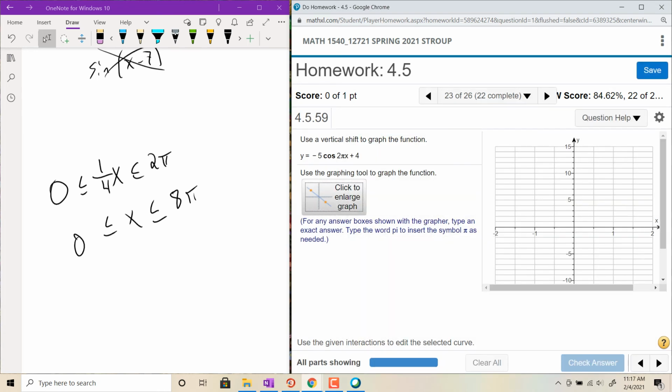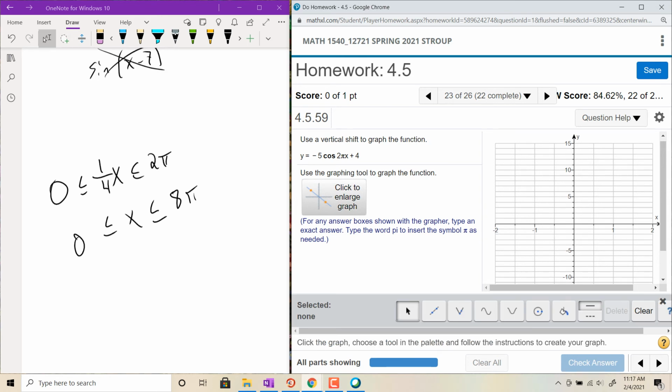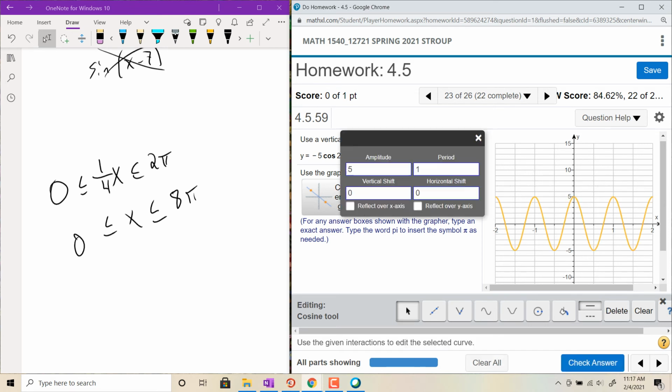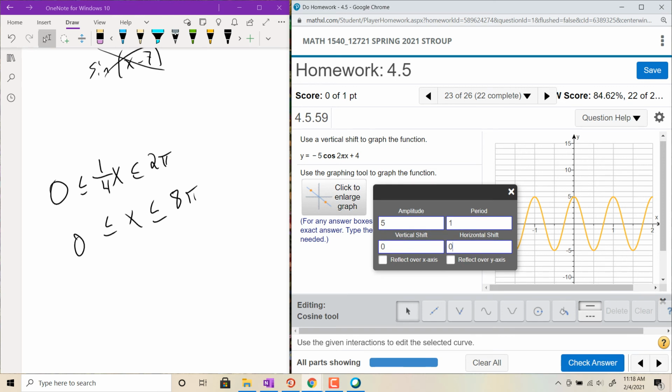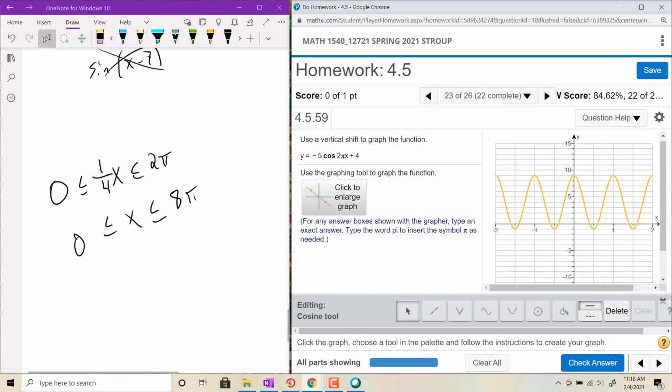Oh, gosh. Let me read the directions. Use a graphing type. It's a cosine. Whoops, wrong one. It's cosine, right? I don't think so. It's already doing everything. All you got to do is do the vertical shift, right? So it's up 4. Maybe that's all I got to do. Let's see. No, it's not on. It's not cool with that.